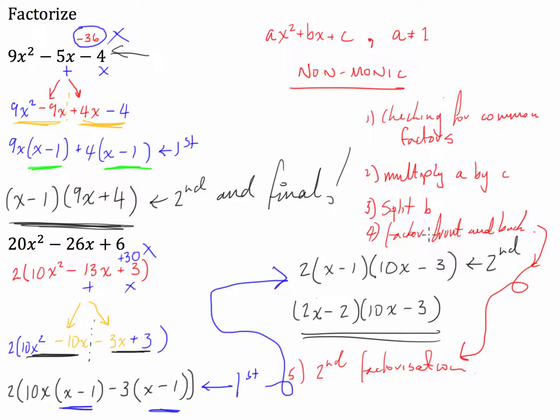That's if you want to literally write yourself a checklist. Sorry about my handwriting. That's if you want to write yourself a checklist for your own questions that you want to solve. This is like the steps. So we check for our common factors. If there is one, we take it outside like we did in this second question. We then multiply A by C to get this number. We use that number to then split B. We then forget about the number we found by doing 2. We factor the front and the back, and then we do our second factorization using the brackets, hopefully as a common factor. And then we would be done.